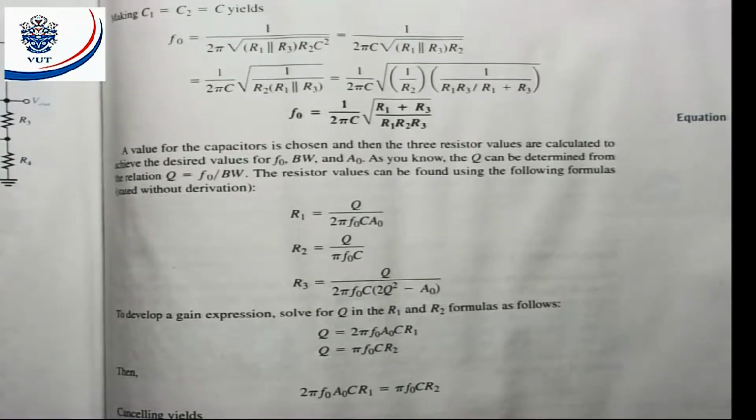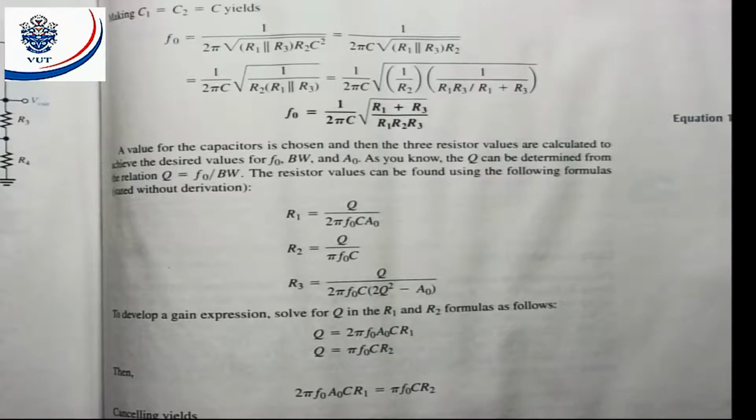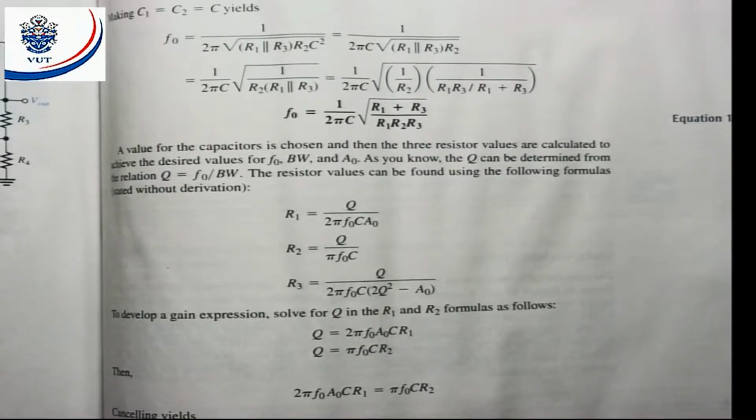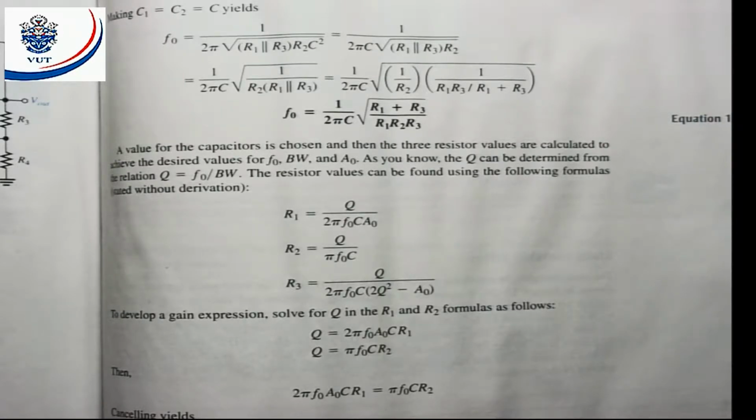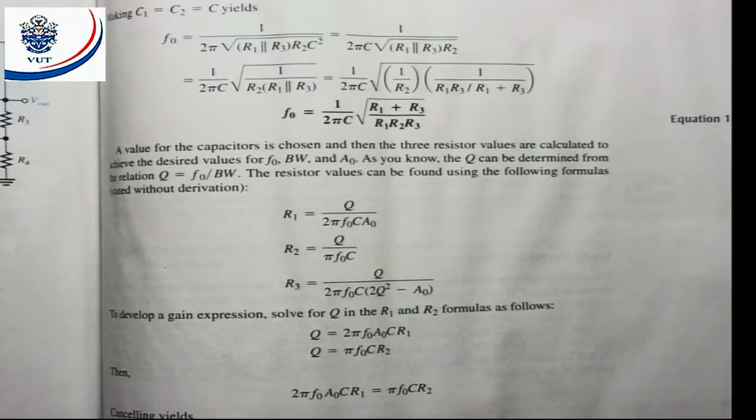And there are all the formulas. I'm not going to waste time with these formulas, but there are all the formulas for calculating your resistor and capacitor values. Just remember about my Q factor. They say we normally have a Q factor less than 10. That means it will basically be a wide band pass filter, not a narrow band, but a wide band. If my Q factor is less than 10, it's going to be a wide band pass filter.